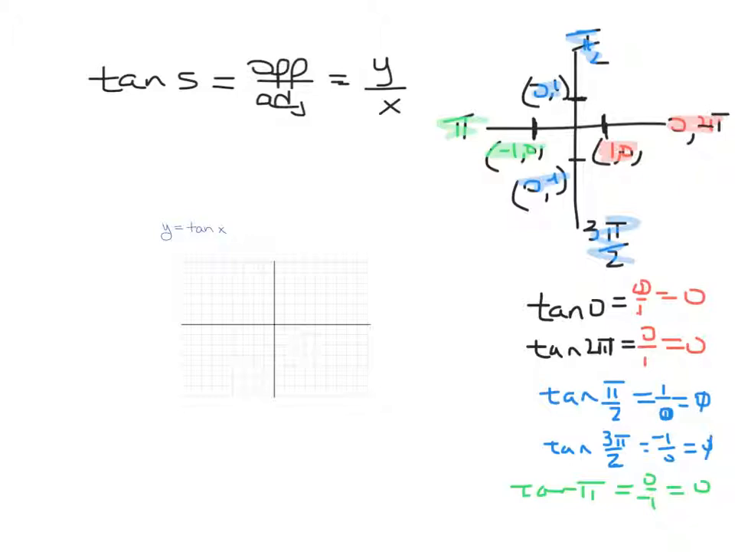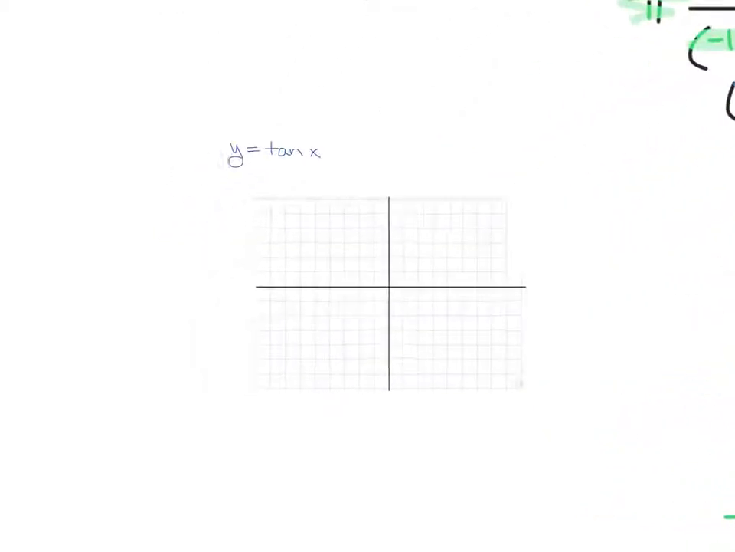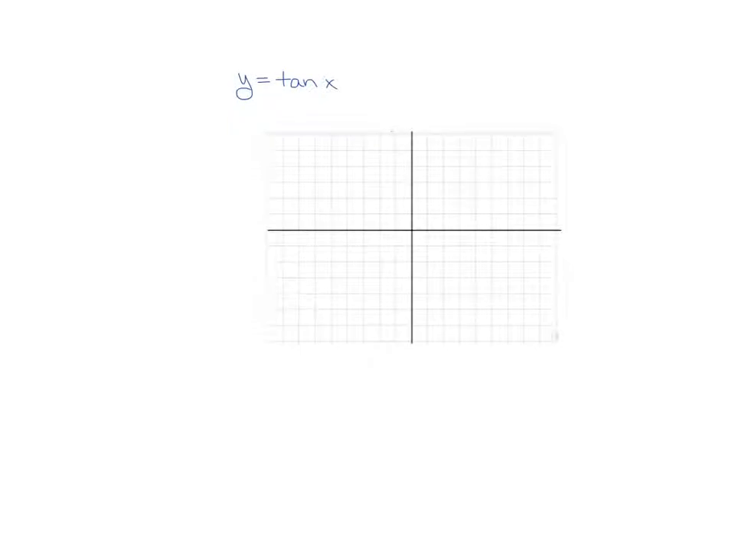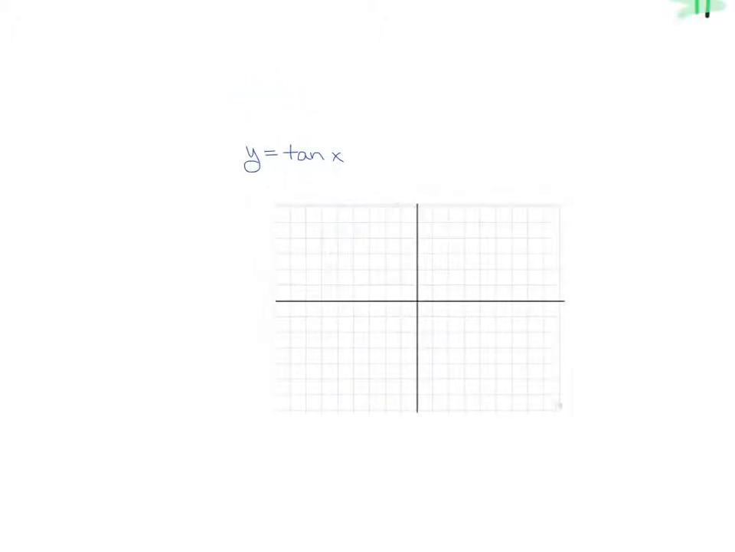Okay, so now what we're going to do on tangent when we graph it, all of the other trig functions, the period length for those was 2 pi. The period for tangent is just going to be a full cycle. We're going to be able to complete it in pi.